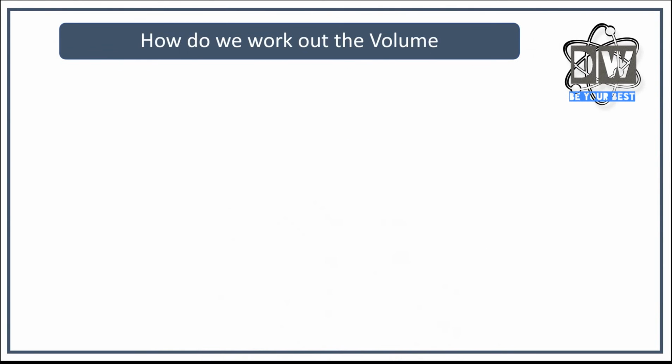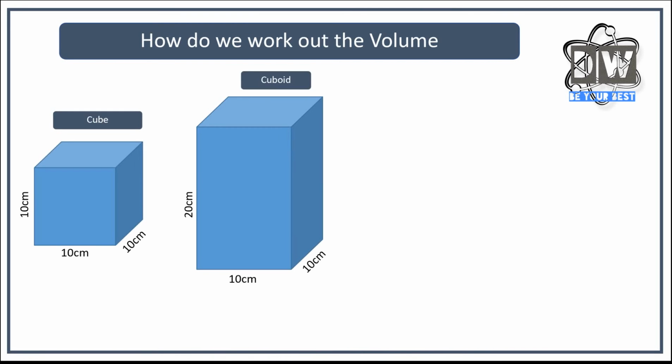So how do we work out the volume? Well, it's super easy. All we do is we take our shape and we find the base area. For both these shapes, they're 10 by 10, aren't they? This is 10 by 10. And all we're going to do is find out the area of the base shape, and then we're going to multiply our answer by the height of the shape.